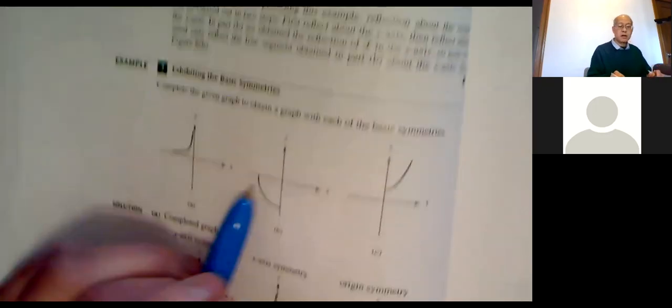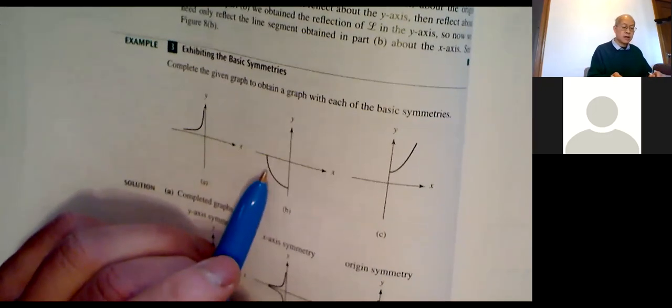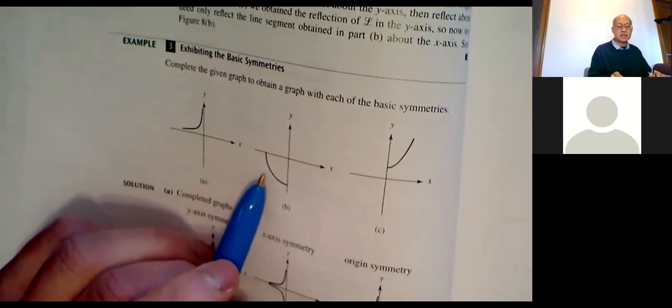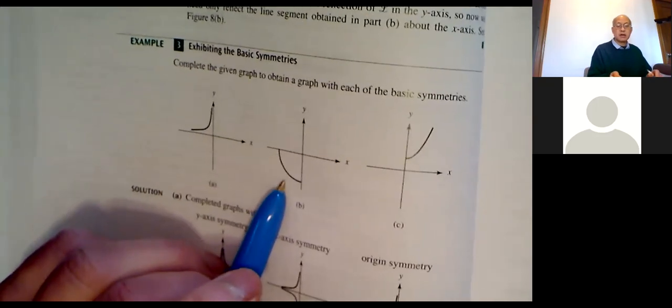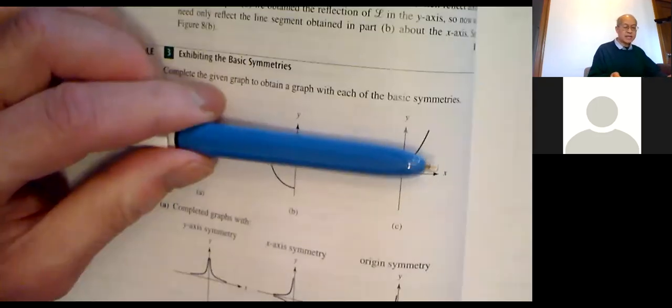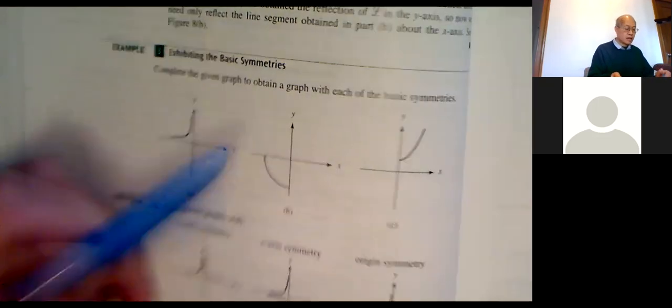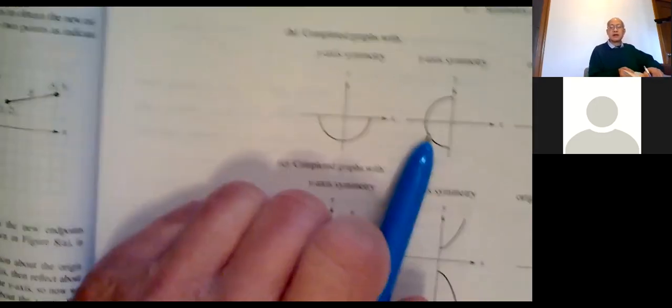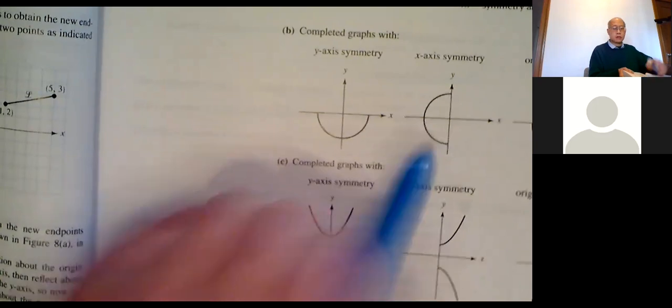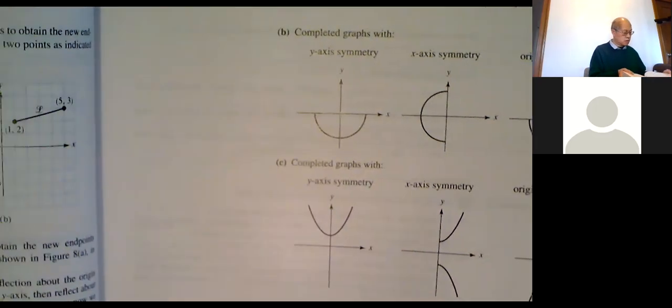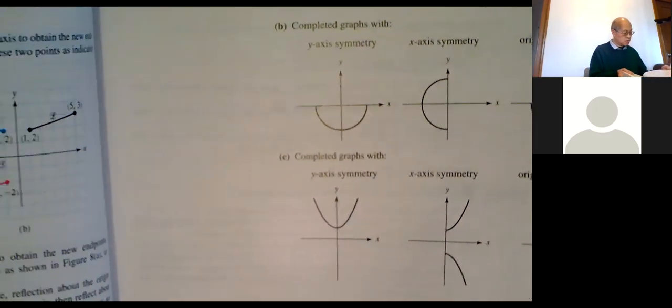Okay, let's see. X-axis symmetry. Okay. So if I reflect across the x-axis like that, I'll get something up over here. That's this one.